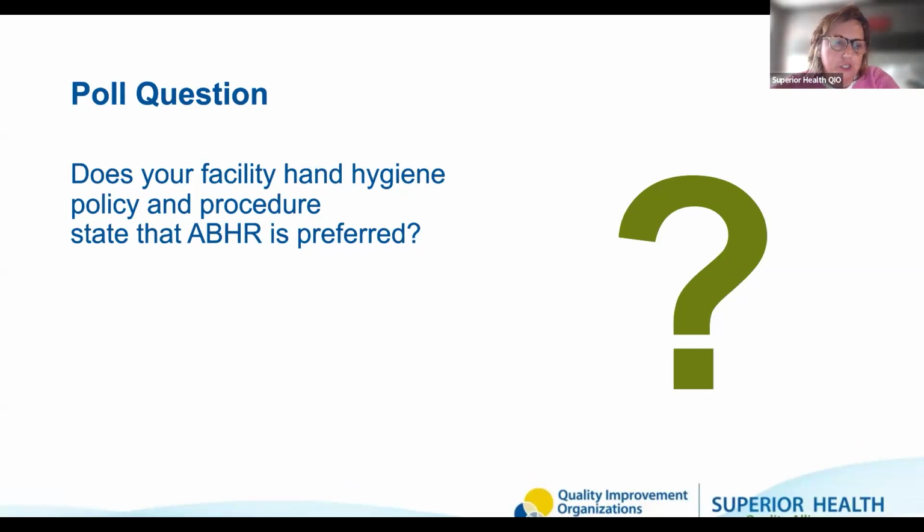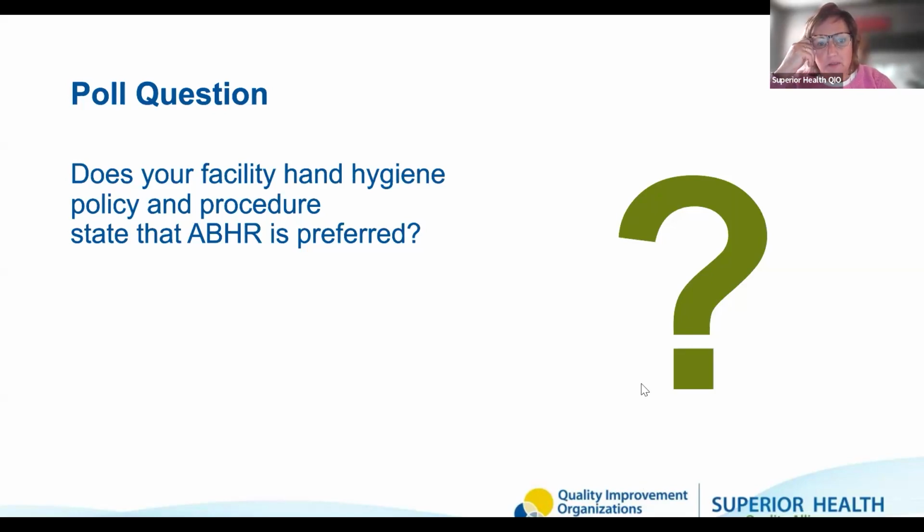So your policy should state that ABHR is the preferred method for hand hygiene. That changed mid-pandemic. It became the best standard, the best practice. I know that when you're working with staff, some staff that have been in long-term care for quite some time do prefer soap and water, but we need to educate them on the why behind alcohol-based hand rub being the preferred method. I'm going to share the results so you guys can see those.